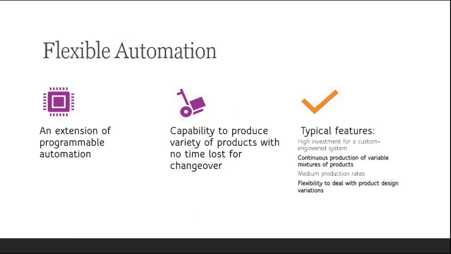Remember that earlier we talked about flexible automation. This is like the highest end of automation, in which it is capable of producing a variety of products with no time loss for changeovers, and therefore we can think of the cyber physical system as an extension of flexible automation, in which more automation is in place in terms of data processing, in terms of data availability, and so on.